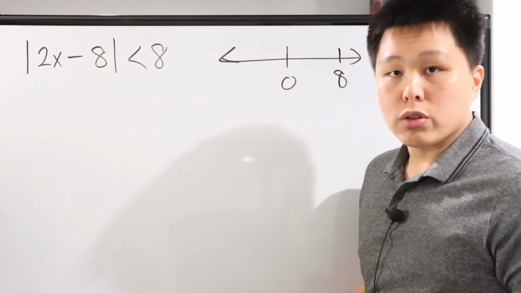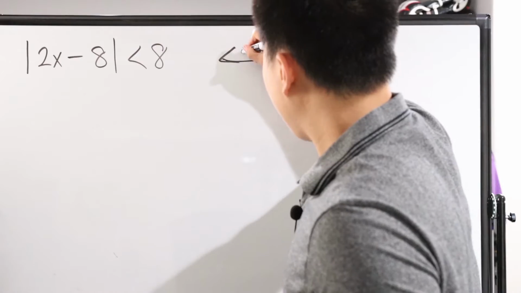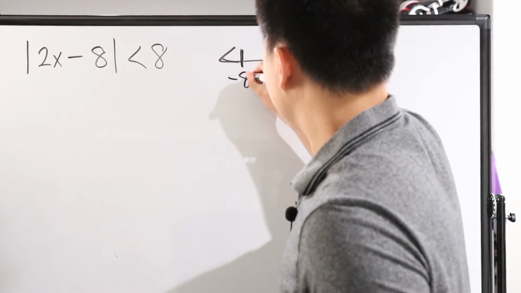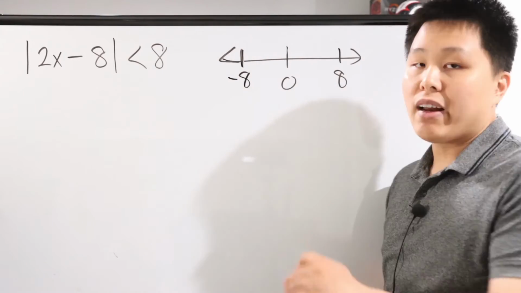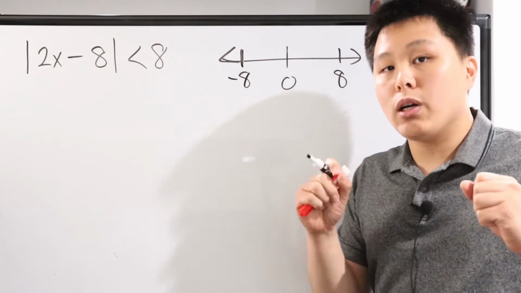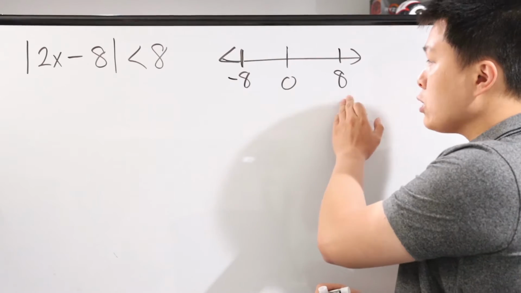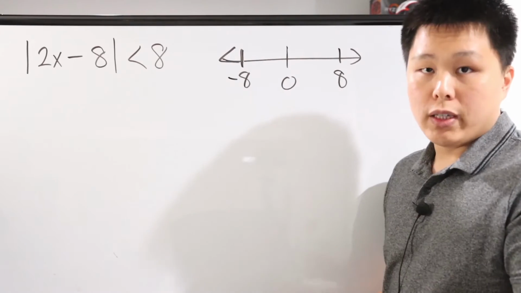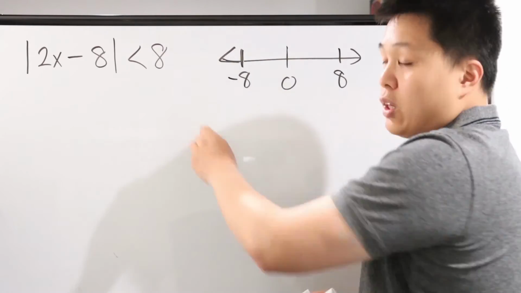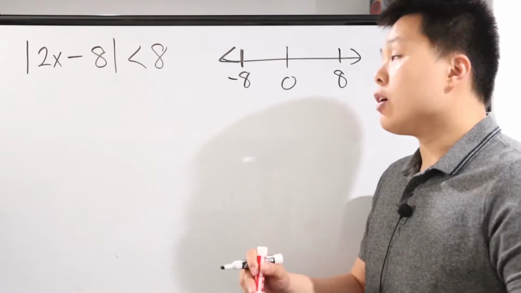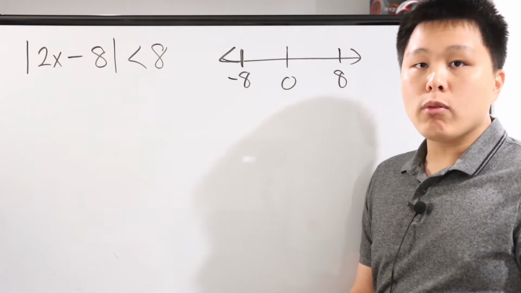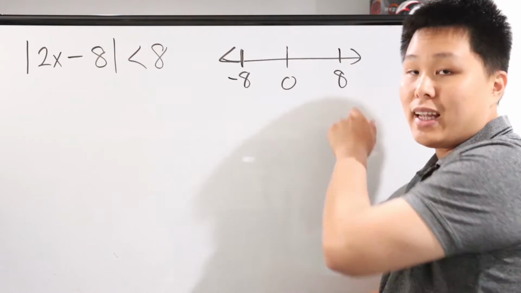But there's the other side too. Remember, positive and negative doesn't matter. So we also have the distance from 0 to negative 8. That distance itself is still 8. So we actually have two situations, from 0 to 8 and 0 to negative 8. Now, we're talking about less than 8, so we're not caring about whether it actually reached 8 or not. We're caring about the distance that is less than.